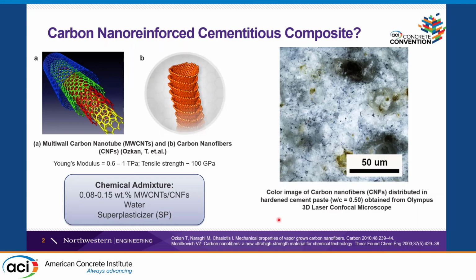So in our group, we are working on carbon nano-reinforced cementitious composites. We either have multi-wall carbon nanotubes or carbon nanofibers in a very low concentration, from 0.08 to 0.15 weight% of cement. And we added an aqueous solution through the cementitious matrix. Here you can see the carbon nanotube fibers that are well dispersed around the cementitious matrix. This is an optical image from a confocal microscope.